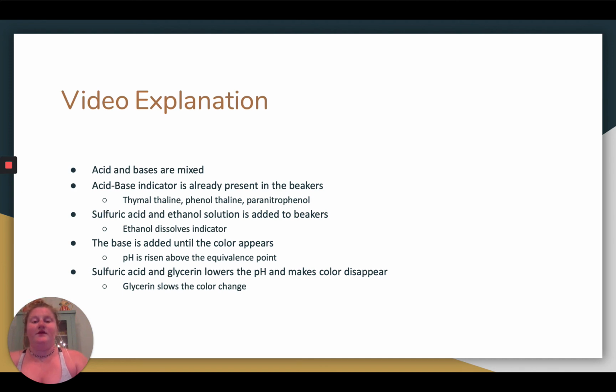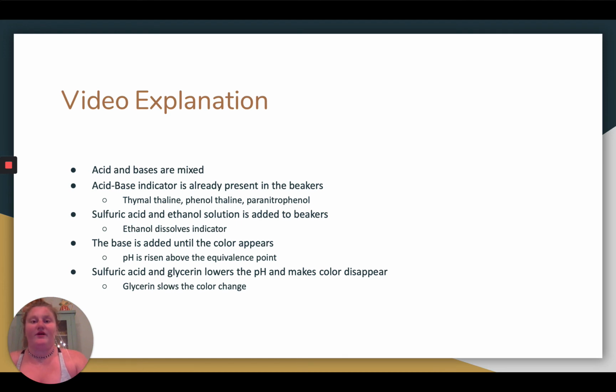You see the chemist adding a clear liquid into the beakers and colors appearing. This clear liquid is a base that allows the mixture's pH to rise above the equivalence point, which then turns the mixture to a different color based on what indicator is in the beaker.